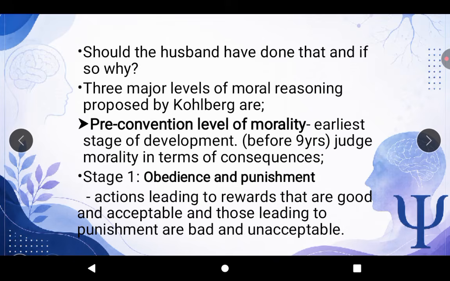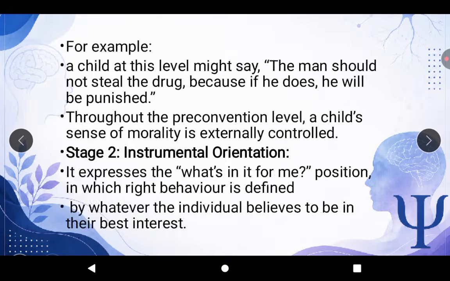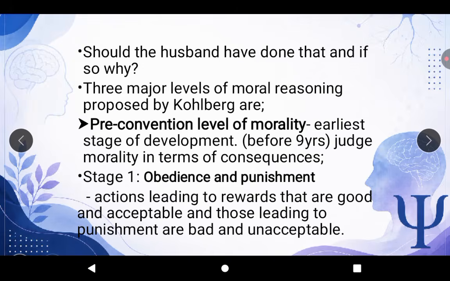All right, there is also what is known as the pre-convention level of morality. Under this level, you are trying to understand the earliest stages of development, and according to psychology, the earliest development age is before 9 years of age. Under this level, a child is nurtured who is below 9 years old. The first stage is about obedience and punishment. A child is taught that for every action, if it is good, it will be acceptable, but if it is bad, they will be liable for punishment.